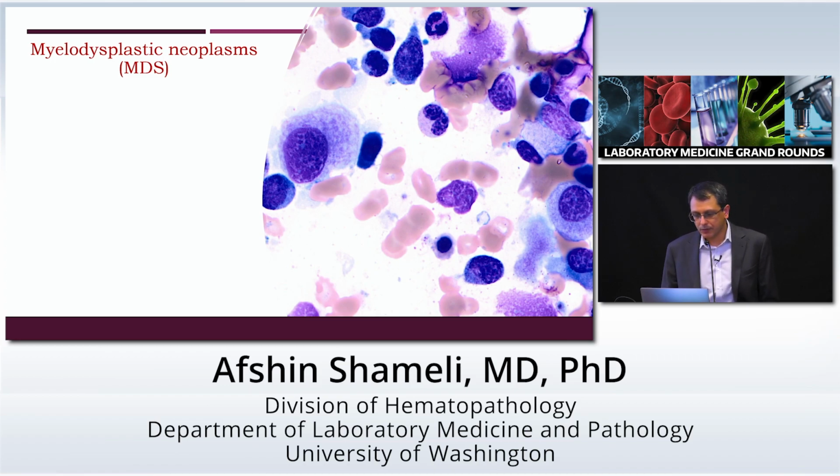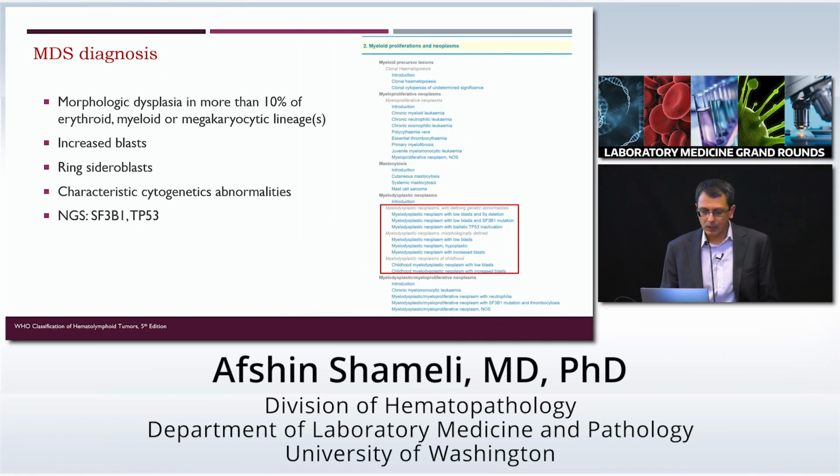Myelodysplastic neoplasms are a group of stem cell disorders that are characterized by ineffective hematopoiesis leading to peripheral blood cytopenias, morphologic dysplasia, and propensity to progress to acute myeloid leukemia. Diagnosis of MDS requires the presence of morphologic dysplasia in at least 10% of either erythroid, myeloid, or megakaryocytic lineages. The presence of dysplasia in association with blast percentage, presence or absence of ring sideroblasts, or characteristic cytogenetic or molecular abnormalities are used in diagnosis and subclassification of myelodysplastic neoplasms.